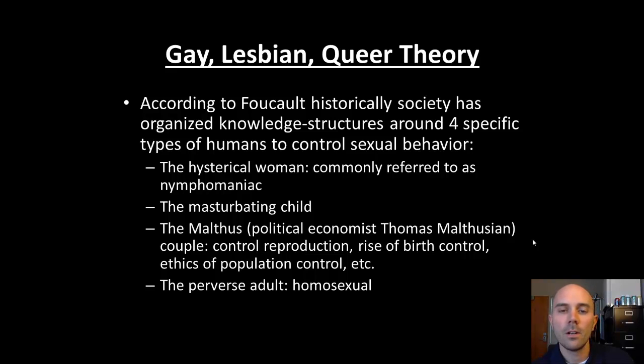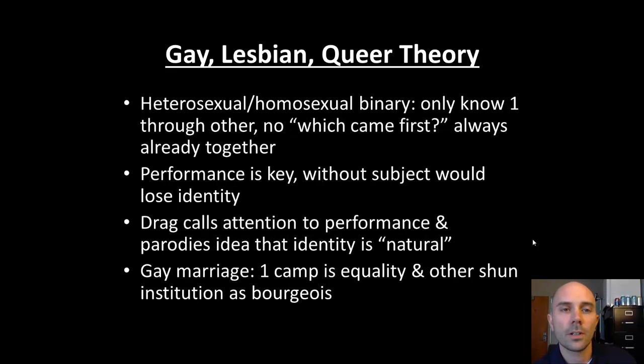And then the fourth would be the perverse adult, what Foucault called the perverse adult, or the homosexual. Now, of course, heterosexual and homosexual can be understood as a binary, but to some degree there's not one without the other. And this is the great move from structuralism to deconstruction, to say that you don't really have a privileged hierarchy here, but what you have is two terms that are mutually dependent upon each other.